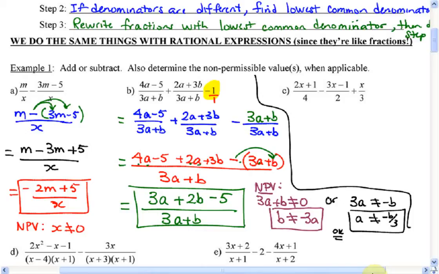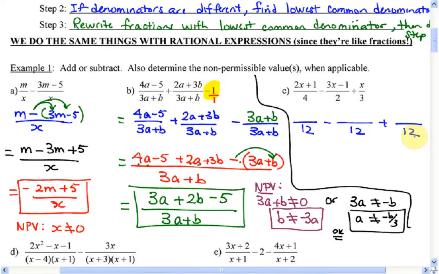4, 2, 3 are my denominators. What's the lowest common denominator? 12. Good. So here's what I'd like us all to do now. Can you please rewrite all of these fractions with the common denominator of 12?